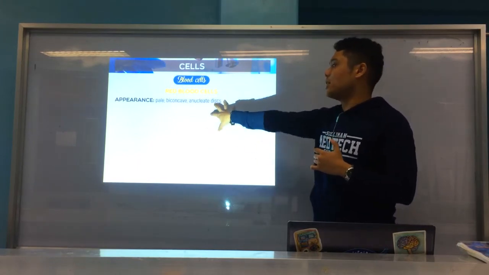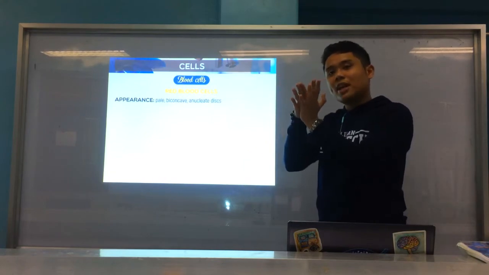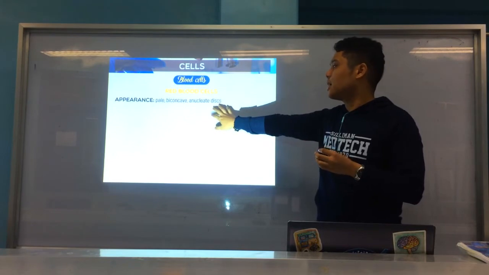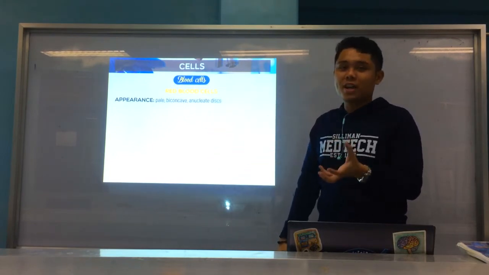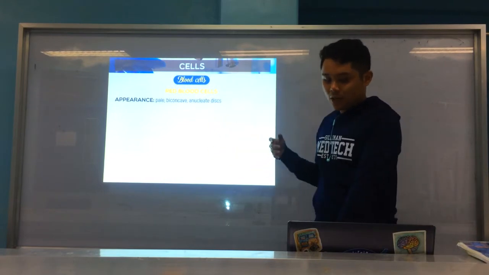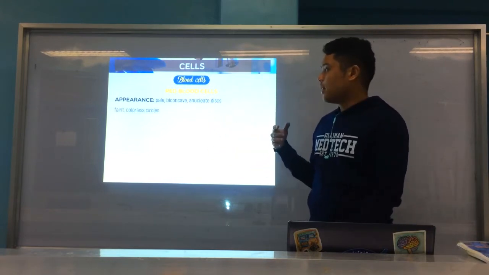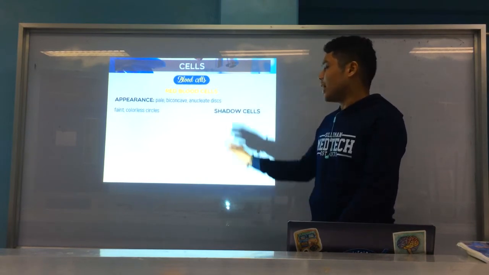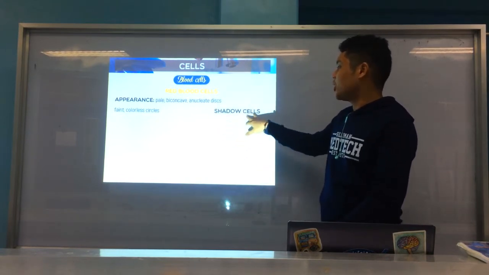Generally, they are biconcave, like a donut with a central pallor, though the central pallor is not easily seen in urine. And they are anucleate, they have no nucleus, of course. They can also appear as faint colorless circles. We have different terminologies: if they are faint colorless circles, they are known as shadow cells.